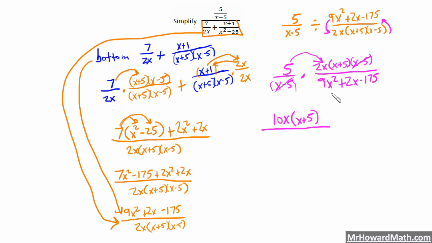And then the final denominator is just what's left down here. This canceled out, so we're just left with 9x squared plus 2x minus 175. And that would be our final answer. We can't simplify this anymore. So here's our final answer. So that's method 1. I'm going to work the problem again using another method. You can choose the one that works best, but we will still end with the same answer. Alright, so let's move on to working it another way.